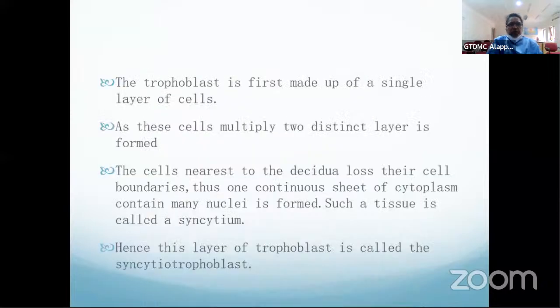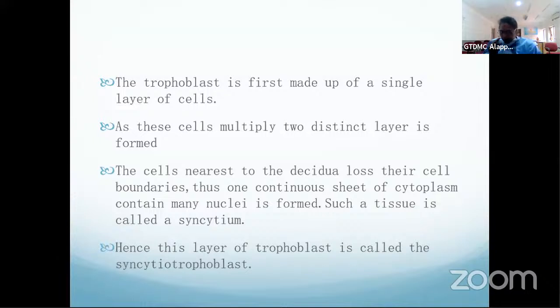So the trophoblast is first made up of a single layer of cells. That is the outer layer of the embryo, the trophoblast at the morula stage. As these cells multiply, two distinct layers are formed, and the cells nearest to the decidua lose their cell boundaries. Thus, one continuous sheet of cytoplasm containing many nuclei is formed. Such a tissue is called the syncytium. Hence, this layer of trophoblast is called the syncytial trophoblast.